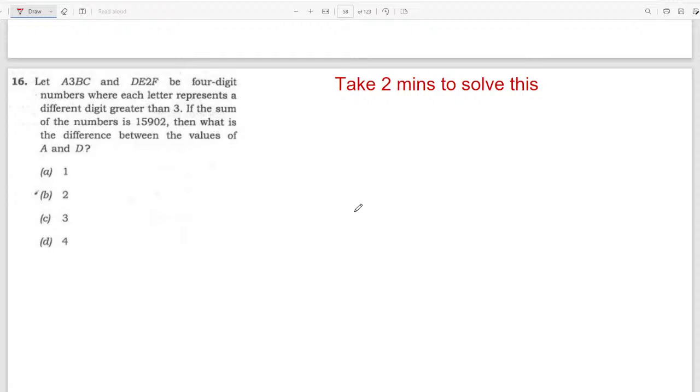Yeah. So take 2 minutes to solve this question. It's time.